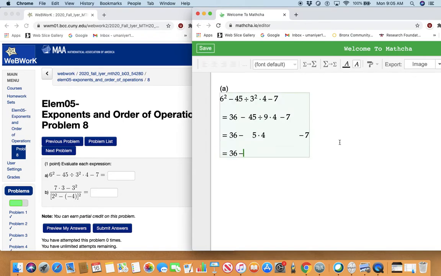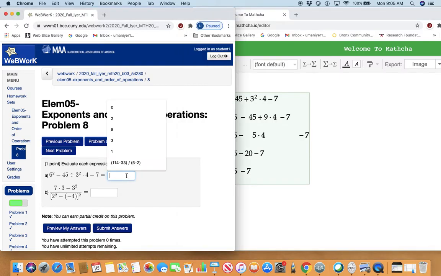So this gets me 36 minus, that's a 20 minus 7. Now there are two subtractions. You go from left to right. 36 minus 20 is 16 minus 7. 16 minus 7 is a 9.